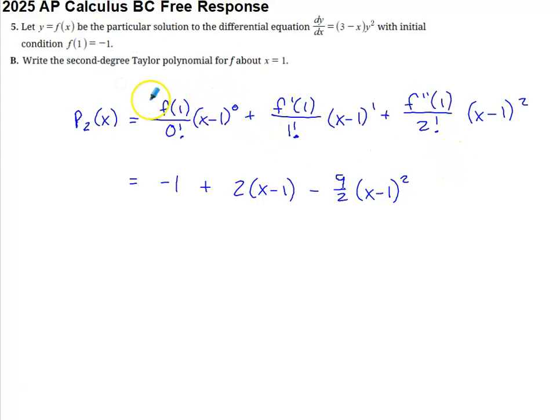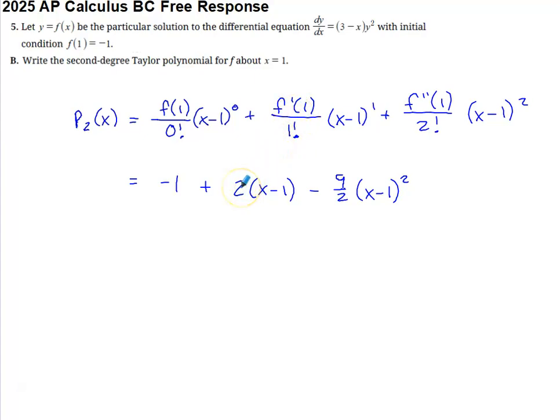And I know that f of 1 is -1. So if I put -1 here, divided by 0 factorial is 1, keep in mind, and then anything to the 0 power is 1, I get -1 for that first term. It does not have to be simplified, but I do need to replace f of 1 with its numerical value. f prime of 1 divided by 1 factorial is just f prime of 1.